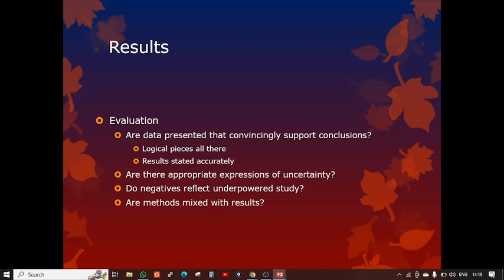Then whenever you complete the written part of the results section, again as a reader you have to re-evaluate your data, and evaluate whatever you have written in your results section.